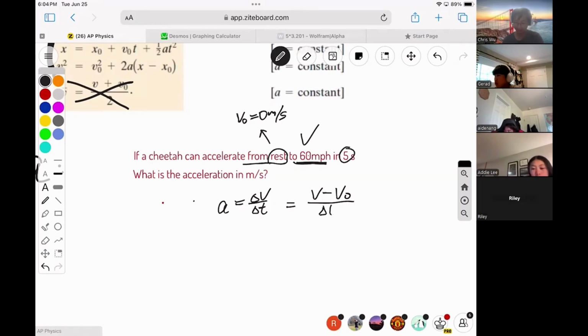And then I'm going to have delta T on the bottom, but do I know delta T? That's that, right? So why don't you guys help me calculate this out, and don't forget to convert units, because we started with mph, but we want meters per second. Let's see if you guys can get the right answer.